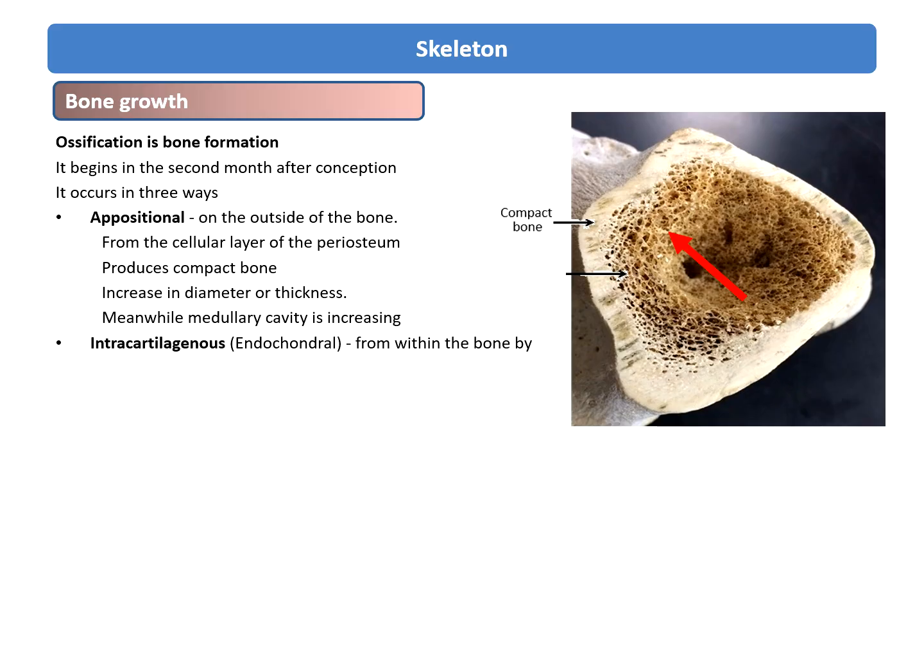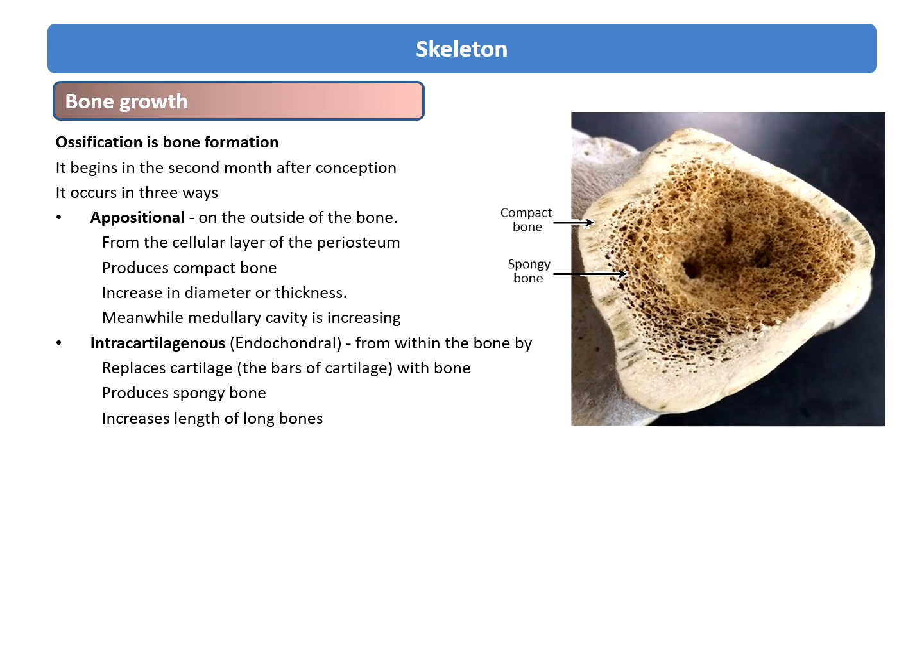Intracartilaginous, or endochondral, ossification forms bone from inside the bone by replacing the bars of cartilage with bone. It produces the spongy bone. It increases the length of long bones, and it's found in most of the weight-bearing bones.